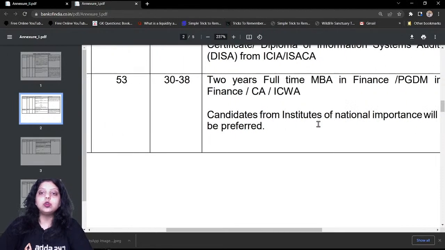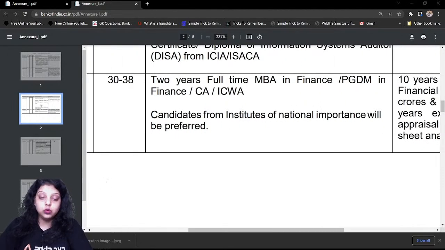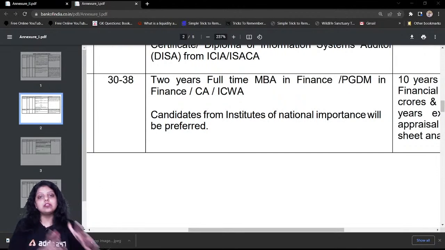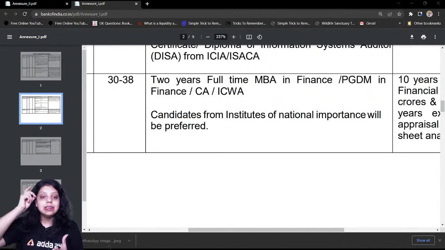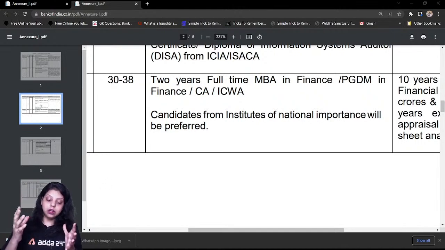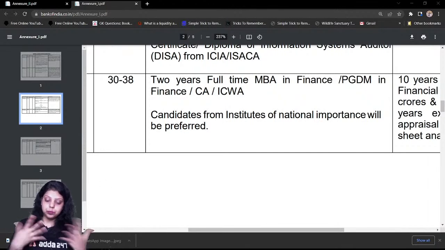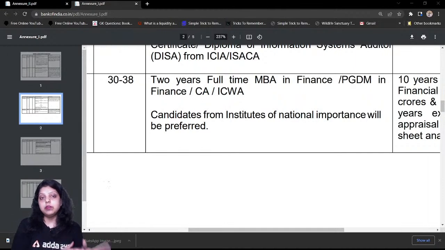Okay, now 2 years full-time MBA in finance. Do make sure you are checking each and every post criteria of education, because they have different criteria for every post, because these posts are very responsible posts. These are not the posts which you can handle very easily. These posts require different kind of knowledge, a lot of experience or knowledge, a lot of decision making quality in the person. That's why you have to check that you are eligible for the particular post or not.